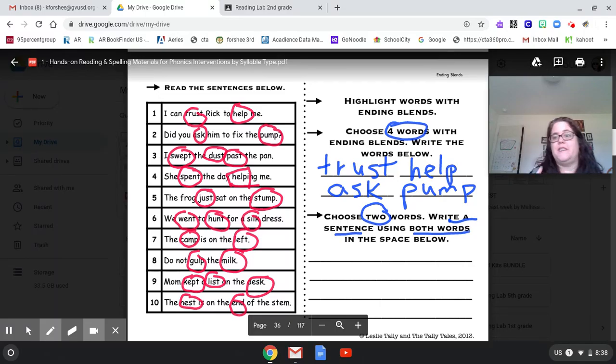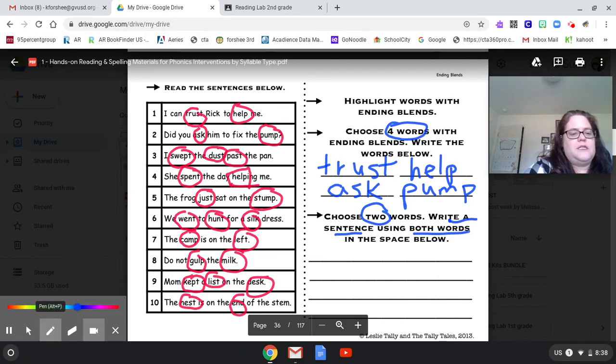Okay. Choose two words and write a sentence using both words in the space. Okay, we're gonna see how I do writing a sentence with my finger on the touch screen. We'll see. All right, so let's see. I need two words. And I can't just copy a sentence from the worksheet because that's cheating. All right, I think I'm gonna use the words, let's get a different color. How about this greenish color? I'm gonna use went and I'm gonna use camp.